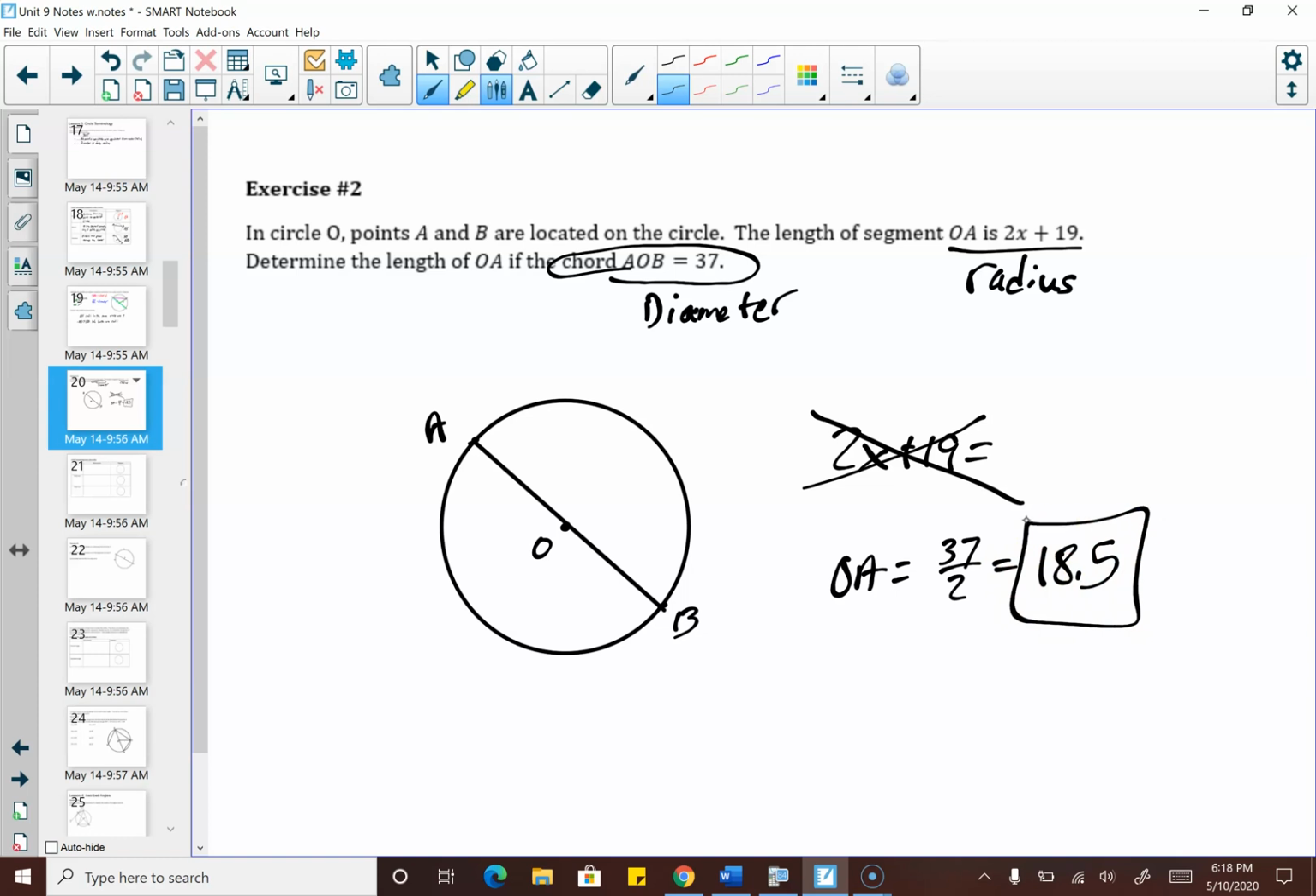It didn't ask you to find x. It wanted you to determine the length of OA based on the fact that you know your diameter. And since we went over in the very beginning, the diameter is twice the radius. We cut it in half and we get our radius OA.